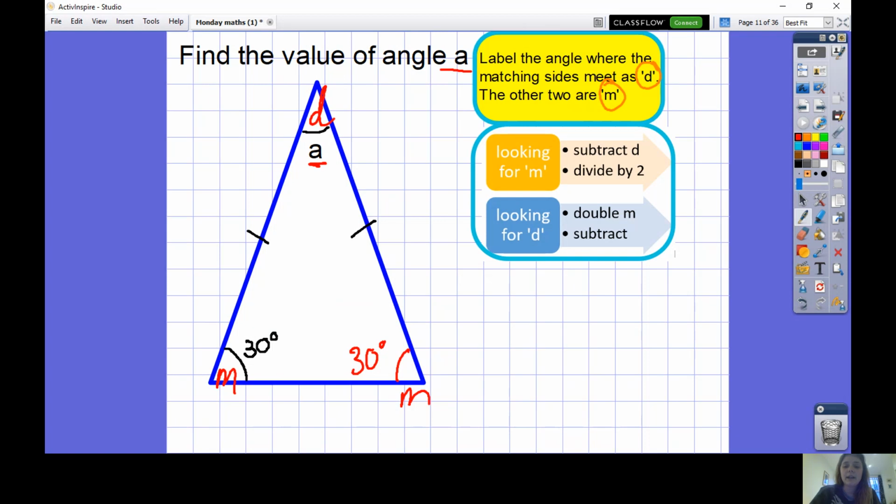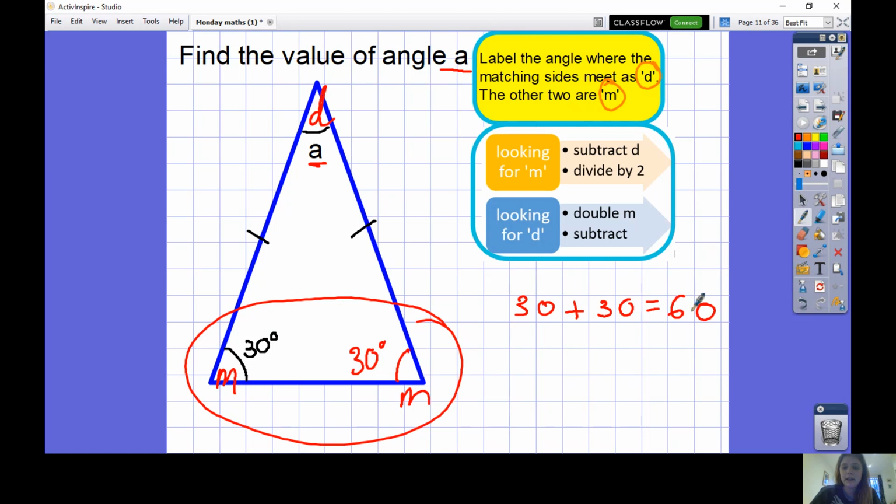So when you're looking for angle D, there's two simple steps you need to follow. Double the matching angles so that you've got both of them. 30 add 30 is equal to 60. And now, because we know that there are 180 degrees in a triangle, you simply need to do 180 take away 60, which is 120 degrees. Now, this drawing is not to scale, so don't worry that that doesn't look like an angle that's 120 degrees. But the point is, once I have doubled M, I'm subtracting to find that missing angle.